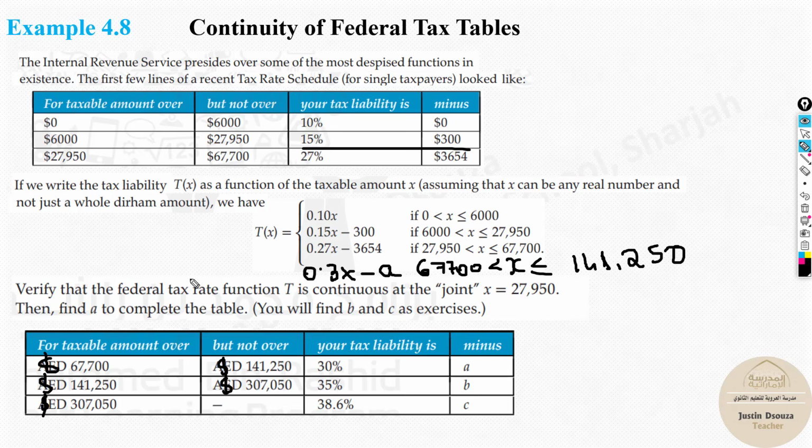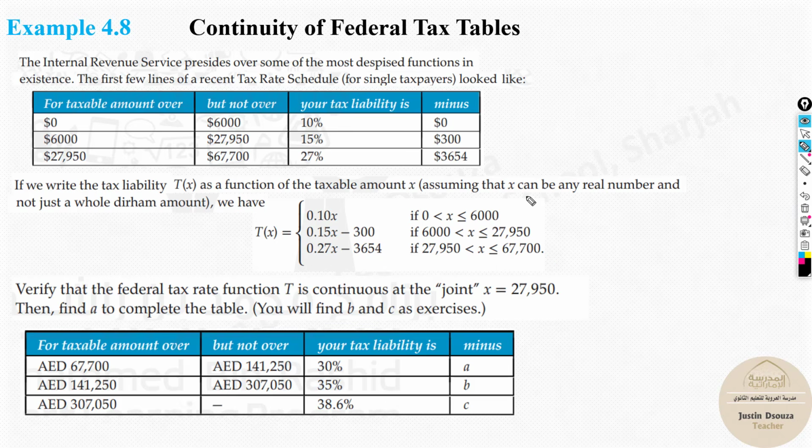Now over here they have asked you to verify the federal tax rate T is continuous at the joint x equal to 27,950. At this point we must check whether it's continuous or not, and then find a, and then find the value to complete the table. For now they have just asked you to find whether it's continuous, and then you should find a value. If it is continuous, that means it's continuous throughout. Now what does continuous mean? So this point, where is this point? There are two equations.